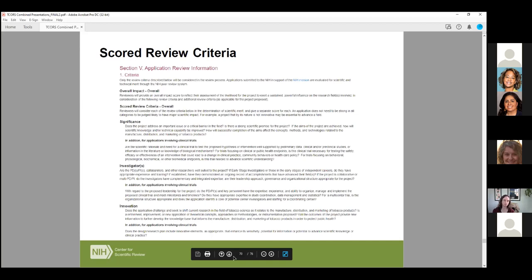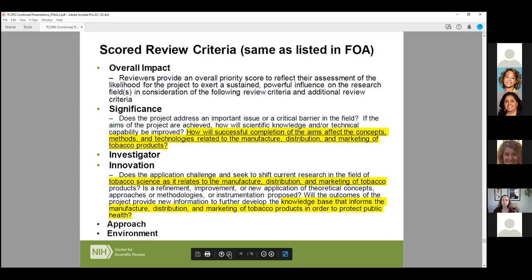Here I've highlighted, for instance, under significance, additional questions such as how will successful completion of the aims affect the concepts, methods, and technologies related to the manufacture, distribution, and marketing of tobacco products. Again, these questions are in addition to the 5 main review criteria that reviewers are already assessing and evaluating. So you just want to be sure you take a look at section 5 when you're creating your application. Next slide.